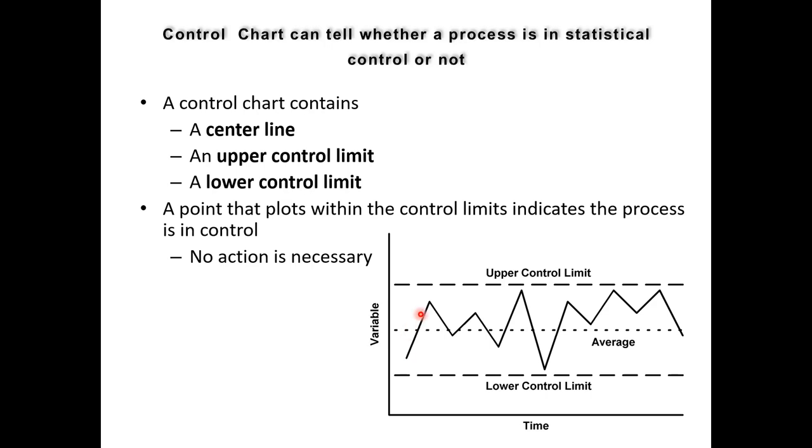Similarly, any point which lies within the two limits is a point of time whereby the process is in statistical control. So by using a control chart, you can say that the process is in statistical control when the process value, or rather the quality characteristic values, lie within the lower and upper control limits.